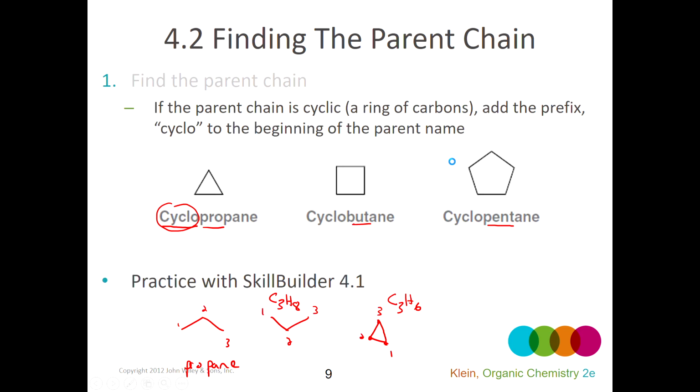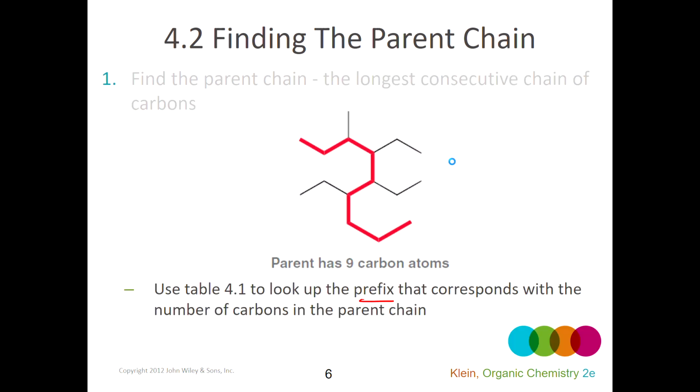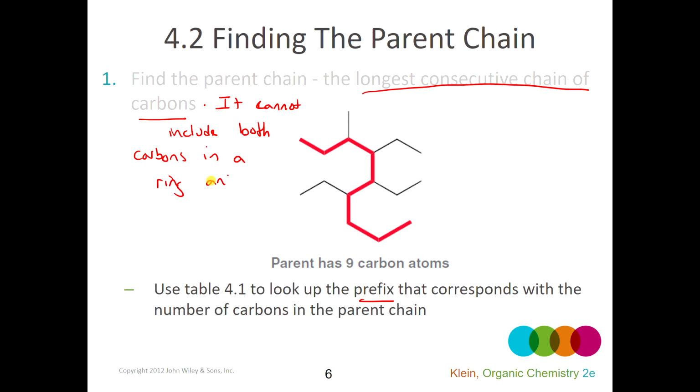So when we talk about the parent chain, and we're finding the longest consecutive chain of carbons, we have to add to that. We have to say it cannot include both carbons in a ring and outside the ring. It has to be one or the other.